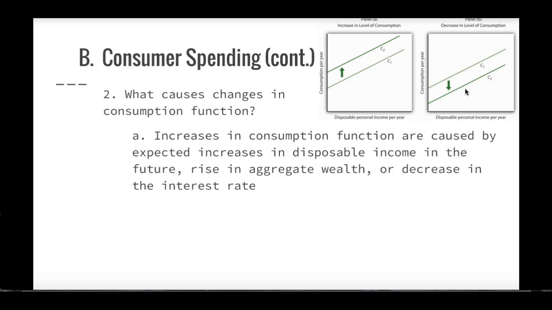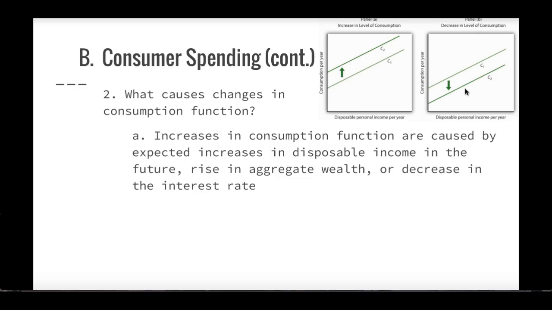A rise in aggregate wealth. Rise in aggregate wealth is going to be referring to not our income, anything other than our income. So this is going to be things like, for example, assets we have. So stocks, bonds, things like your house. Okay, if you own your house, anything that has value. So if there's a rise in aggregate wealth, that means that, for example, maybe your house is worth more, okay? Then you're going to feel like you have more money, so you're going to spend more.